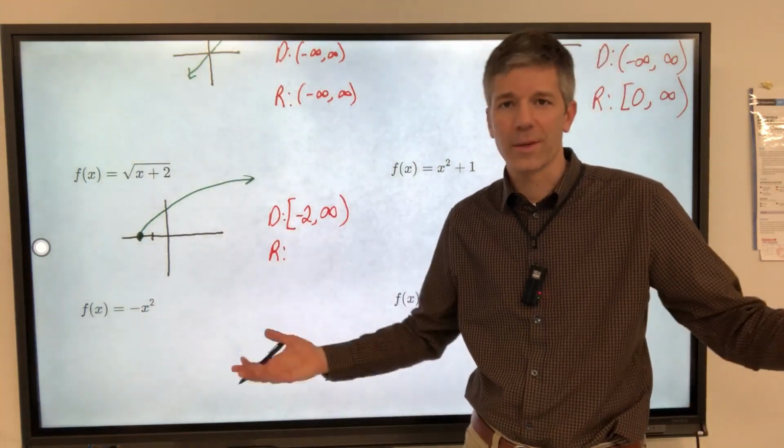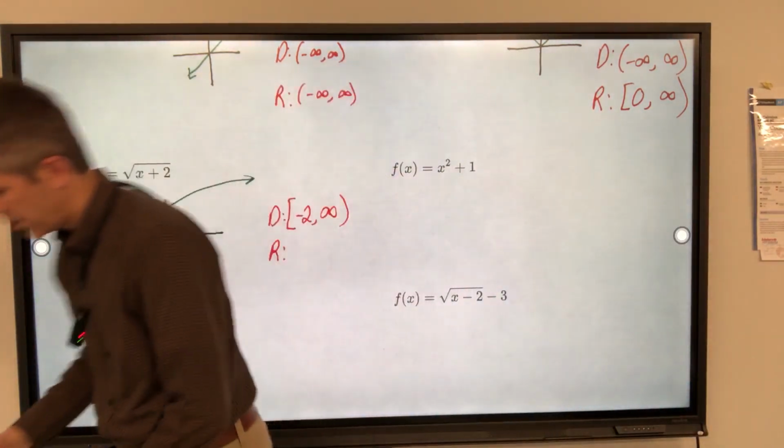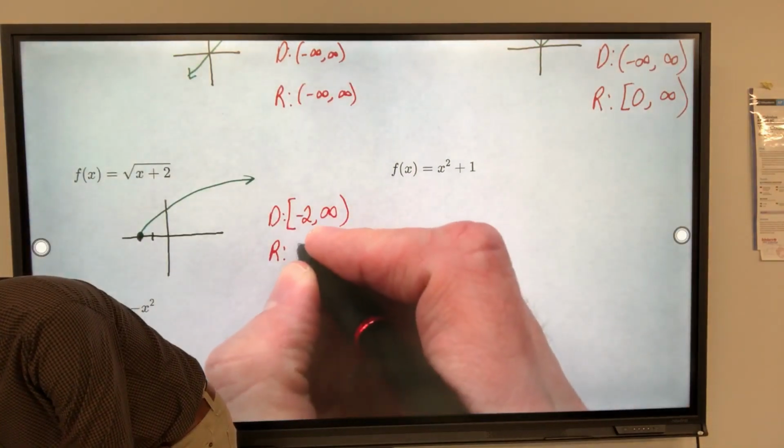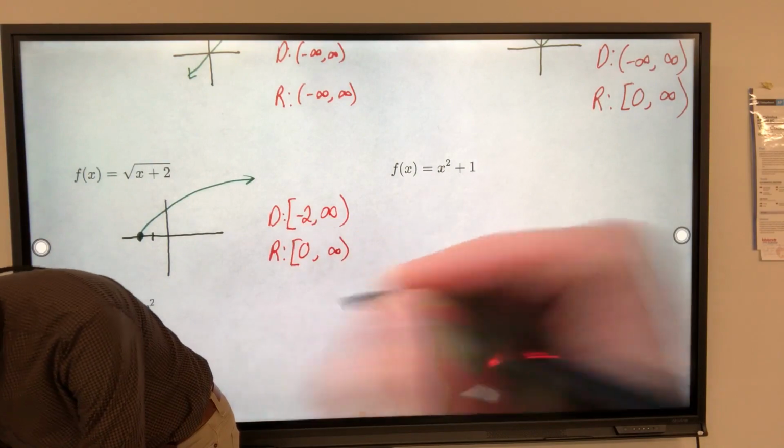That would be a million. Square root of a million is 1,000. So it'll go up forever. It just takes it a long time to get there. So the range is from 0, including 0, to infinity.